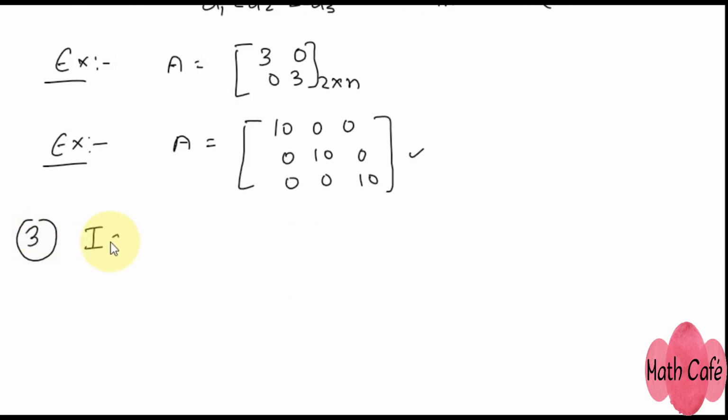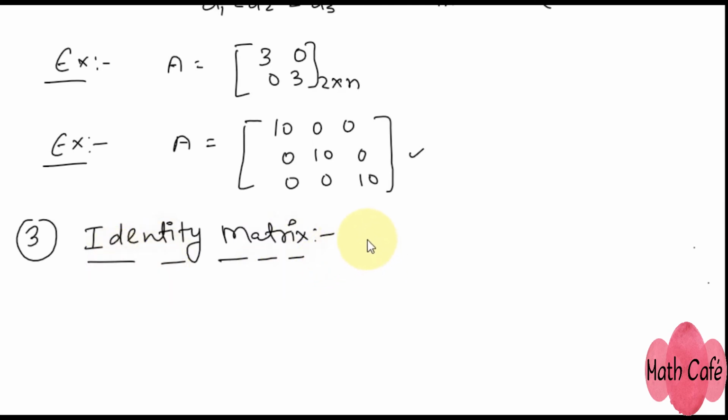Identity matrix. Any scalar matrix, if all the diagonal elements are equal to 1, what will it be called? An identity matrix. In any scalar matrix, if all the diagonal elements are equal to 1, then this kind of matrix will be called identity matrix. Or I can say that in any diagonal matrix, if all the diagonal elements are same and equal to 1, that kind of matrix will be called identity matrix.